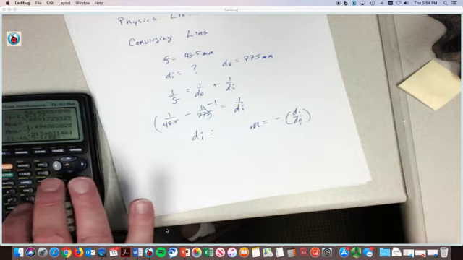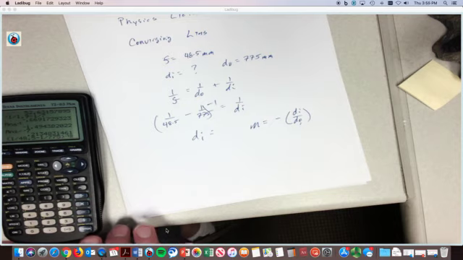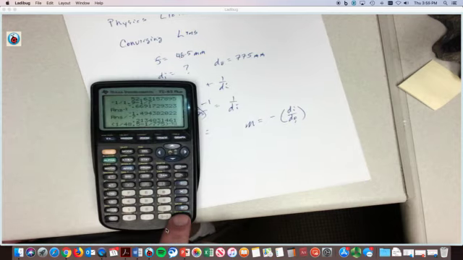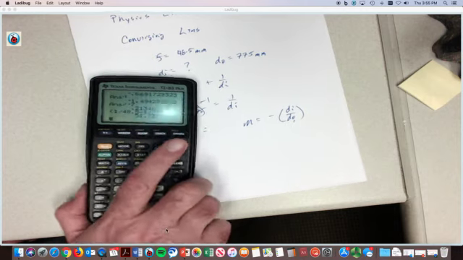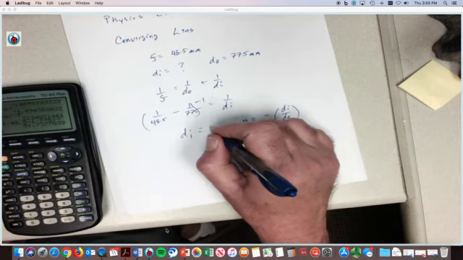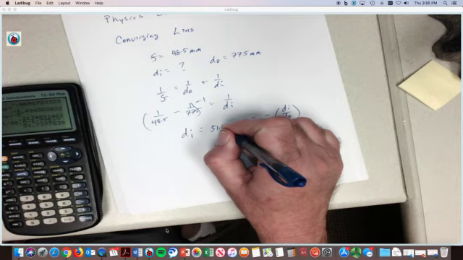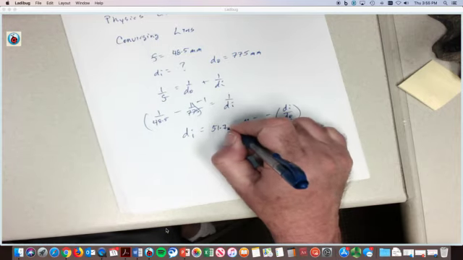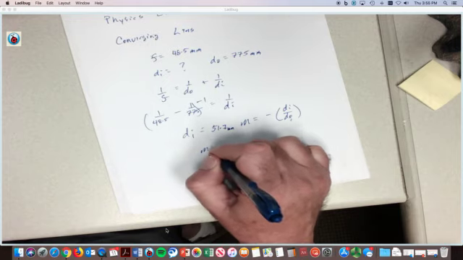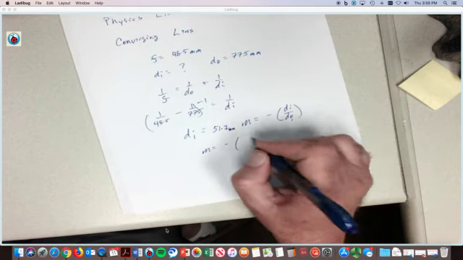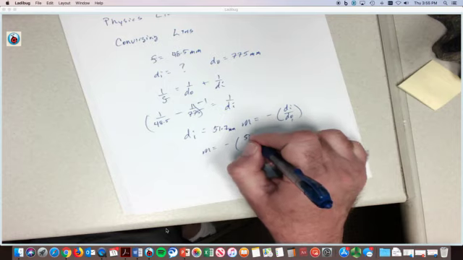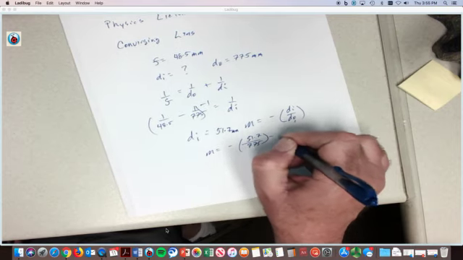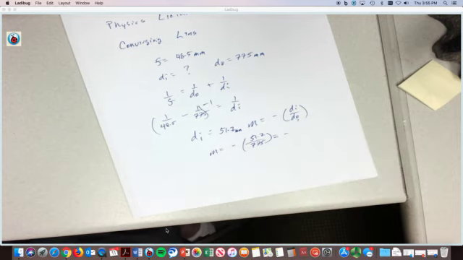Minus 1. There it is. 51.7. It's 51.7 millimeters. And so therefore the magnification is equal to the negative of that positive number, so it's 51.7 over 775. It's much smaller. So it's inverted and it's reduced.